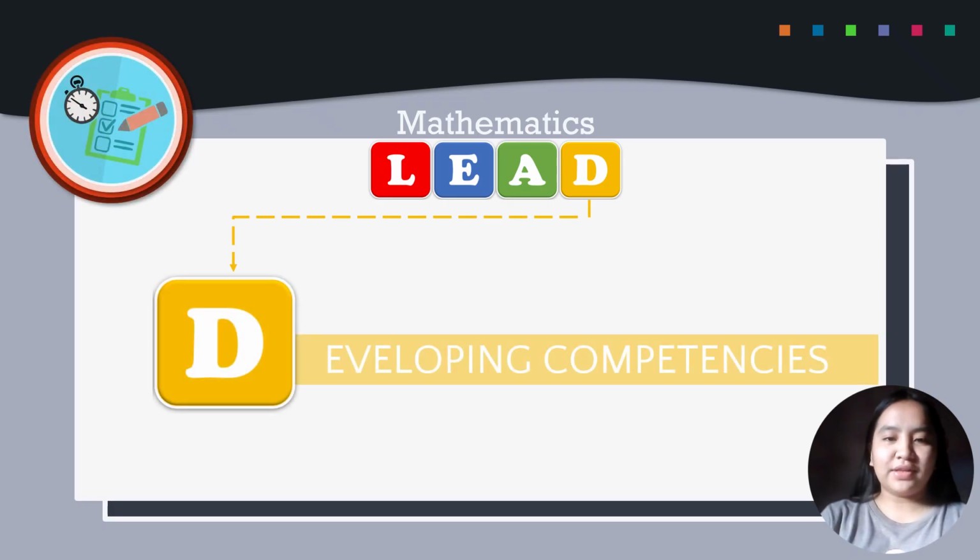Last, the developing competences. Now that we already understand the remainder theorem, factor theorem, and rational root theorem, let's further develop your skills in applying these concepts. Since you already have an idea of how these concepts relate to real life, we will now have an application activity through group work.